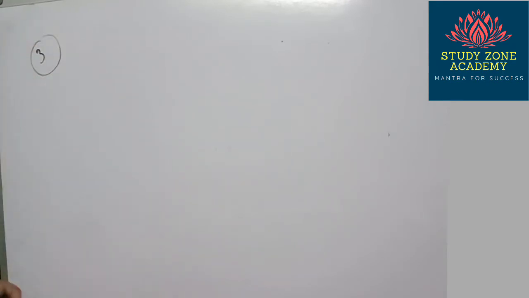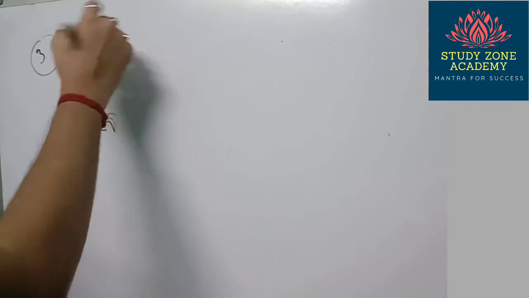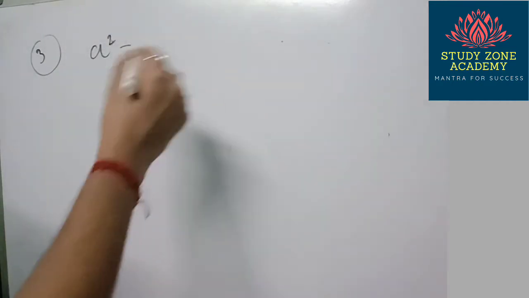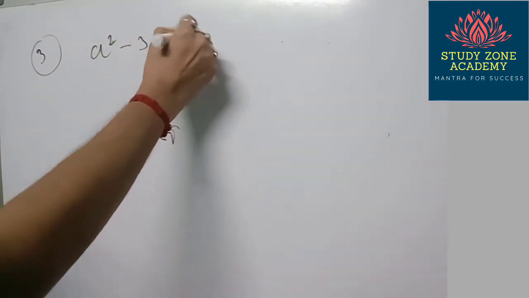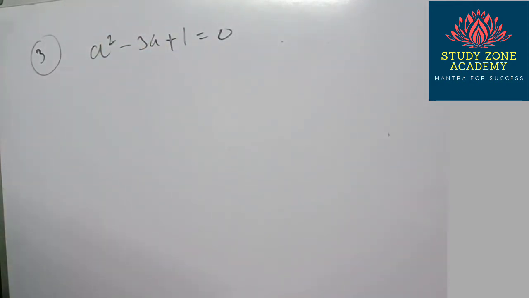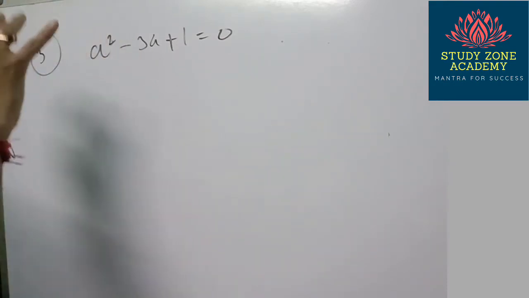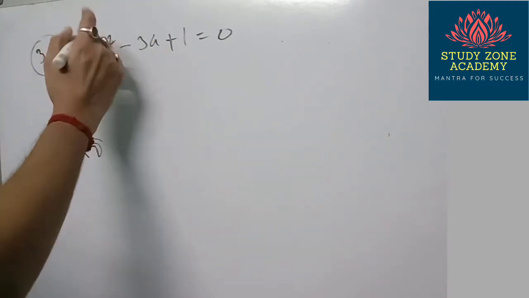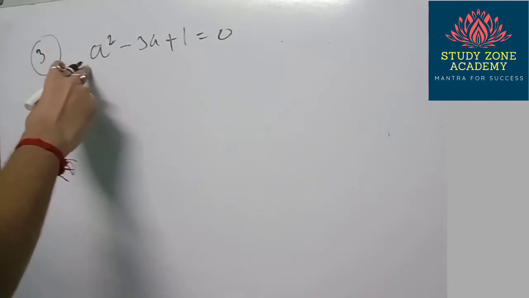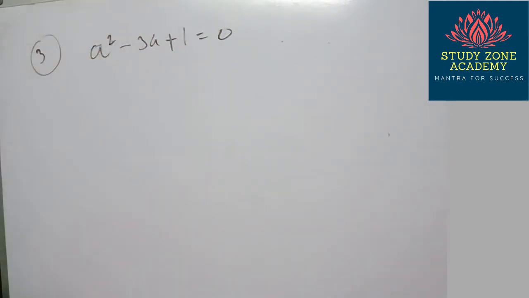Third sum for today. Question is a square minus 3a plus 1 equals to 0. It is very easy. If you're finding this, it's very easy. And how to figure it out? First, know the original method, then I'm going to share the trick with you.